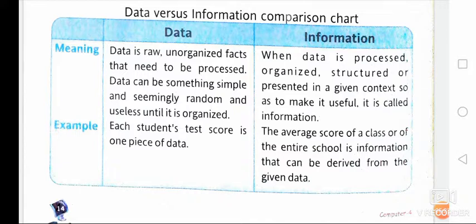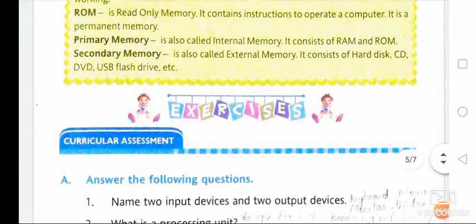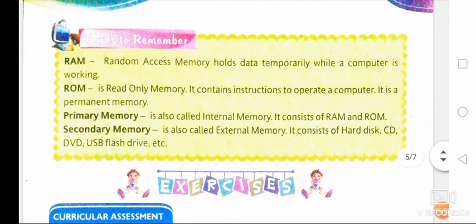Then what is the example of data? Each student's test score is one piece of data. Then example of information, the average score of a class or of the entire school is information that can be derived from the given data. That is called information. So that is the main difference between data and information. Now see, these are some new words from the lesson, or words to remember.